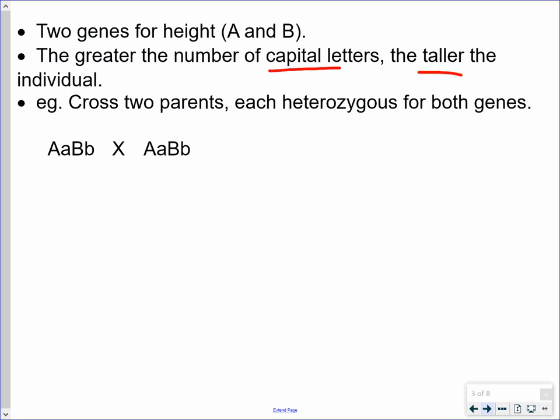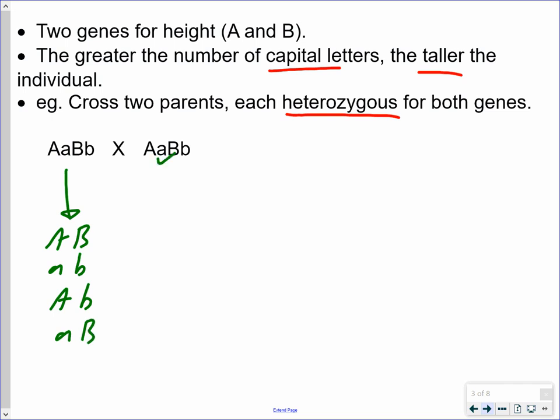So if we have two parents that are heterozygous for both of the genes, these two that I'm showing here, then they would both be sort of intermediate in terms of their height. But keep in mind that each one of these parents can contribute gametes that can either be the two capital ones, the two lowercase ones, or one of each, a capital and a lowercase letter.